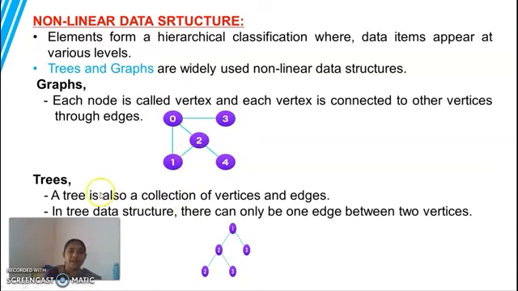Then tree. A tree is also the same as a graph, where each and every node is connected with edges. So it is a collection of vertices and edges. Here each edge has two vertices, that is, there is only one edge between two vertices. So this is vertices, and between the two vertices only one edge is connected. This is a tree, and this is how a tree differs from a graph.